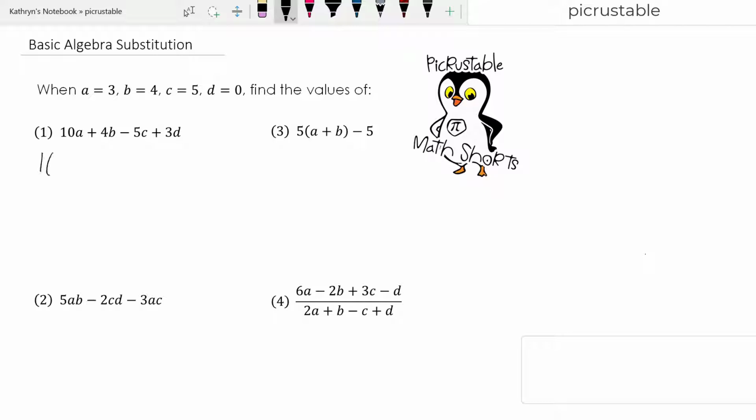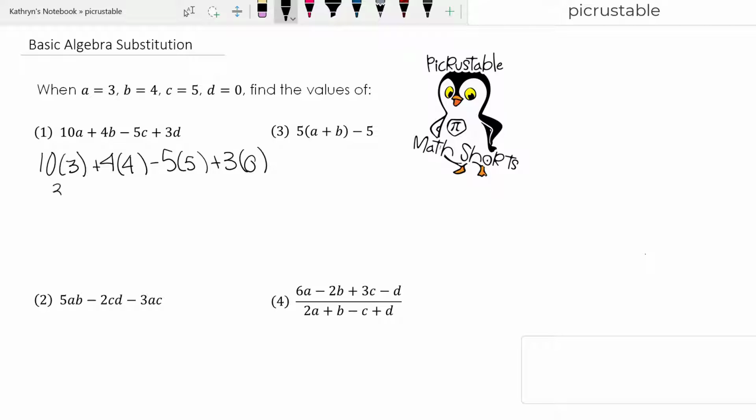Now what I like to do is put a parentheses everywhere there's a variable. So I'm just going to make a parentheses here for all of the variables. Now we know that A is 3, so I'm going to put 3 in for A. B is 4. C is 5, and D is 0. So now all we have to do is basically the order of operations.